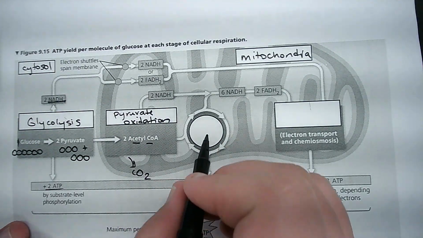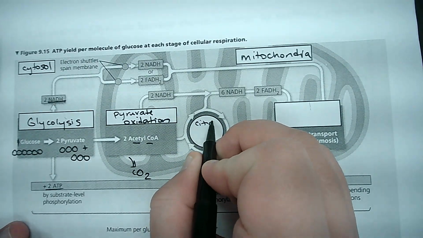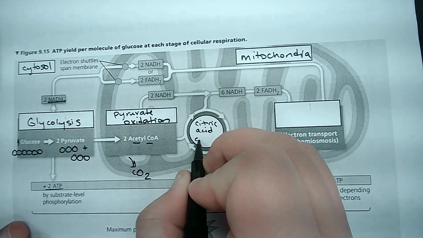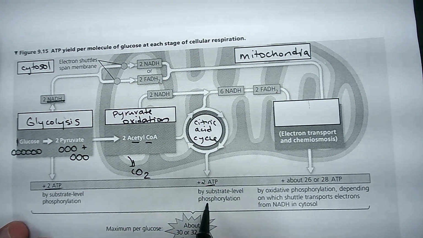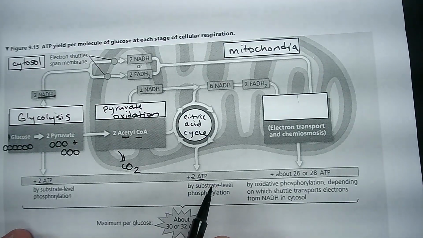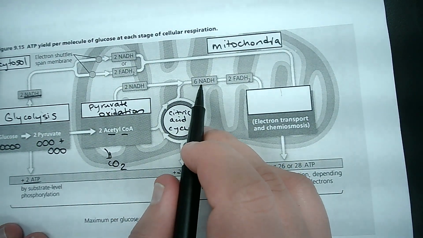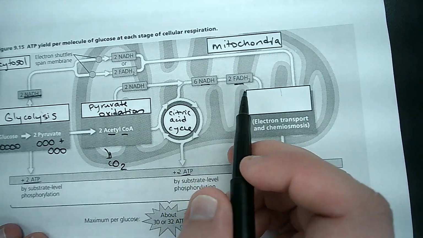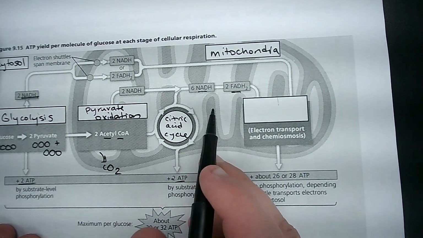Then those two acetyl-CoAs are going to be shuttled into something we call the citric acid cycle. It's also called the Krebs cycle. The citric acid cycle can also generate two ATPs by substrate level phosphorylation, enzymes phosphorylating ADP into ATP. But it also generates, most importantly, more NADH and also a new one called FADH2. It's also an electron carrier, just like NADH.